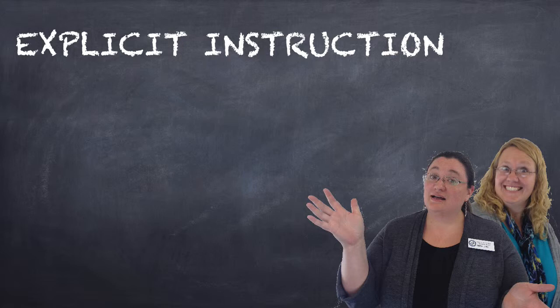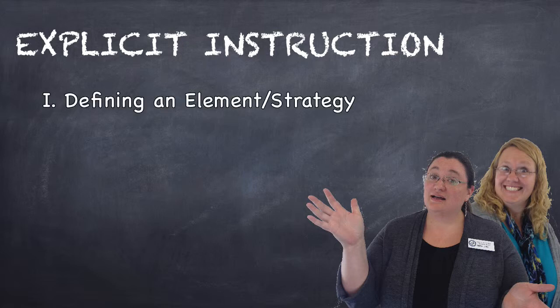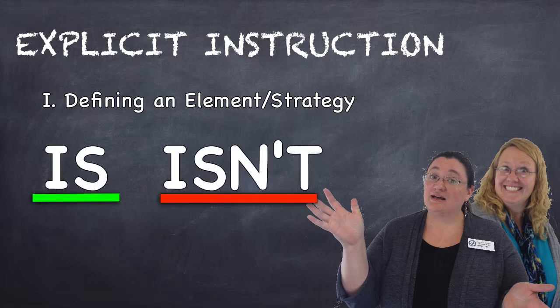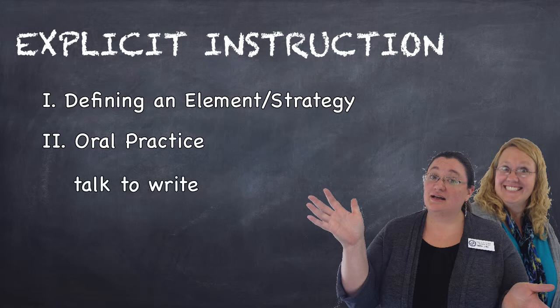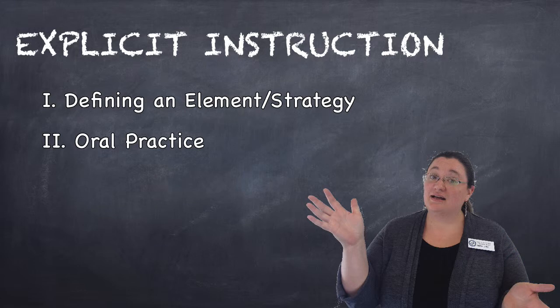We want to start out by defining what that element or strategy is. Clearly define what it is and what it's not. Because if our students can tell us what it's not, they have a deeper understanding of what it is. We also want to practice things orally. We know that if we can talk about it, we can write it down. So we want to give kids opportunities to visit and to engage in conversation about the things that ultimately we want them to put in writing.